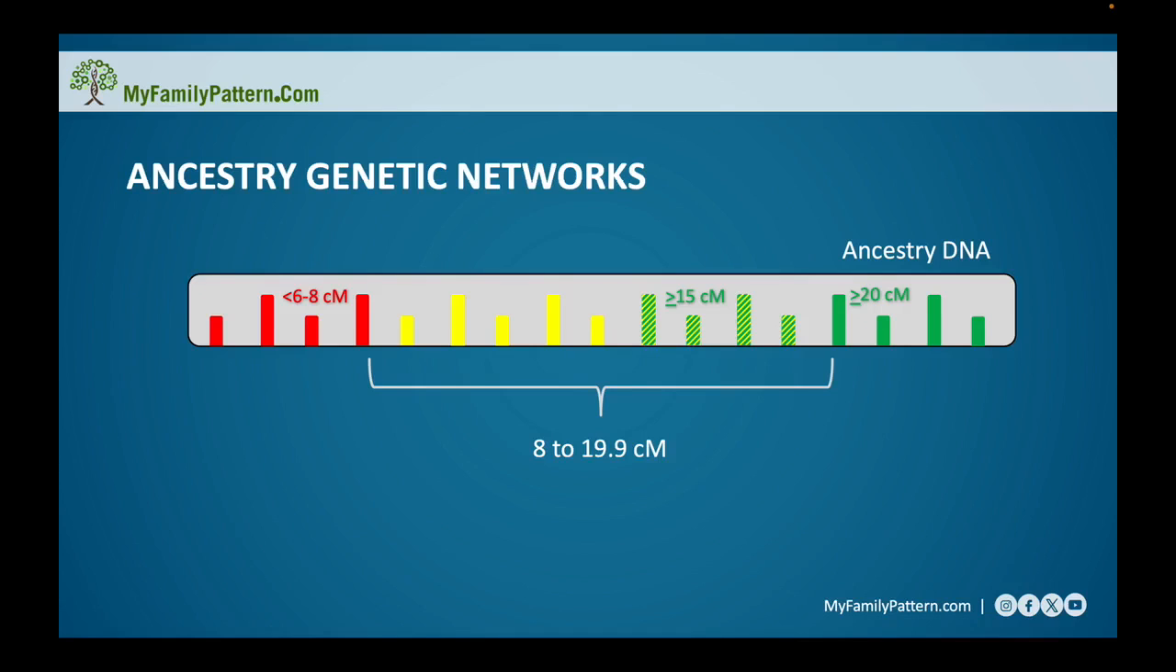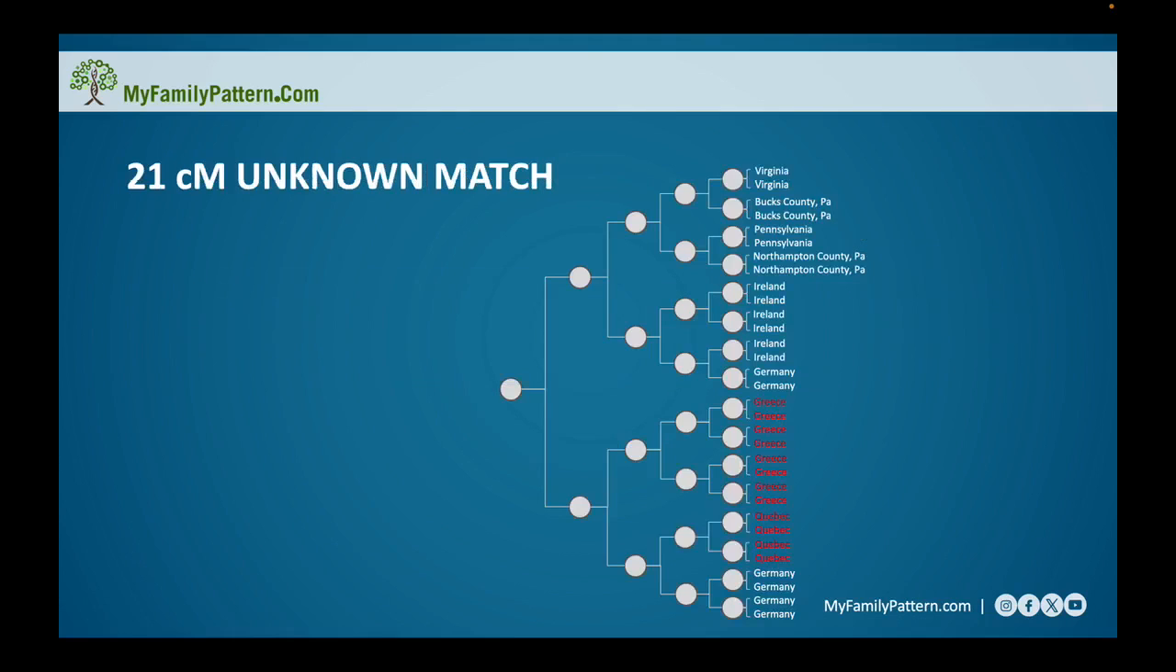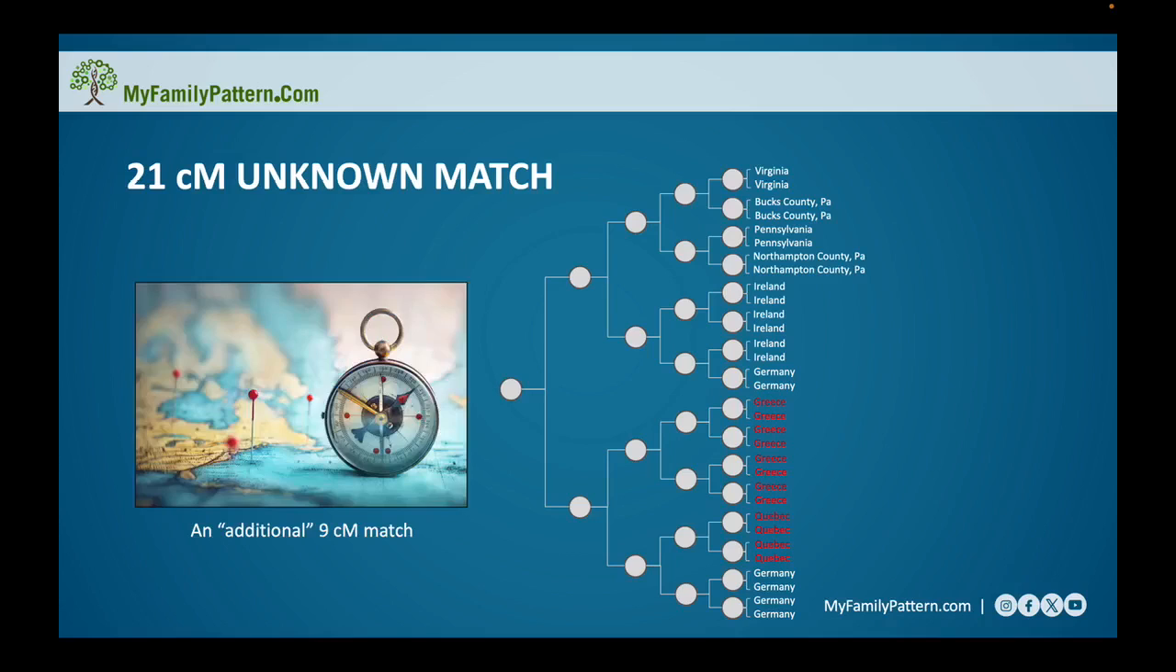And can those provide me a way to see where I should be looking to investigate among some of those larger matches? So, returning to that 20 centimorgan unknown match that has this Bucks County ancestry that I'm so curious about, but unsure whether that's truly how they're related, what I want to do is find another match that can act like a compass.